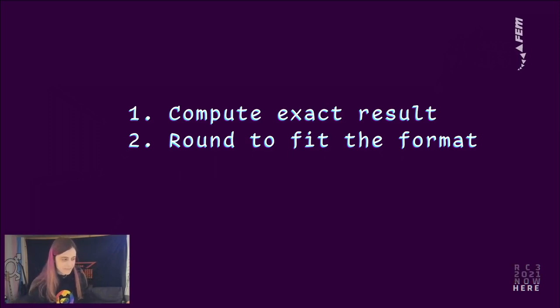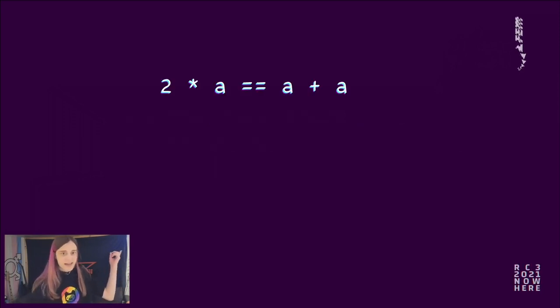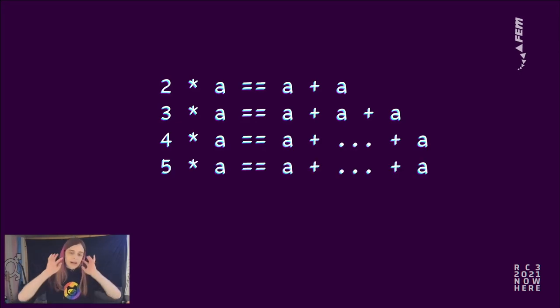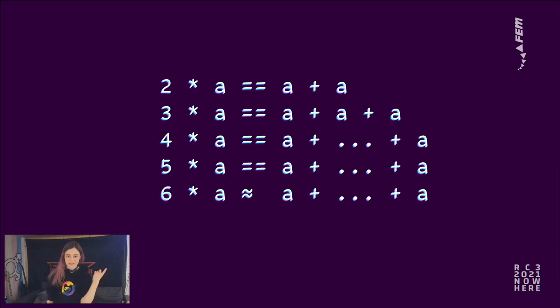And that's that if you take a number times two, that's the same as adding it to itself, right? Like two times a is the same as a plus a. And if I take the number times three, that's the same as adding the number to itself three times. And so on with four and five. It turns out that if you do this in floating point, all of these are exact equalities, except for the six times a case, which is not an exact equality anymore.